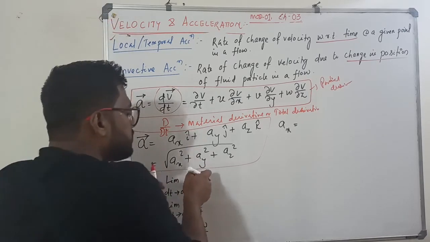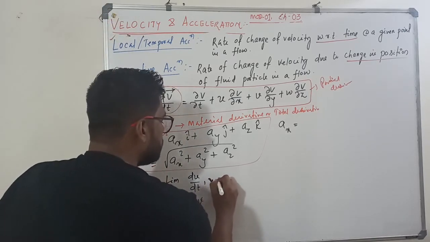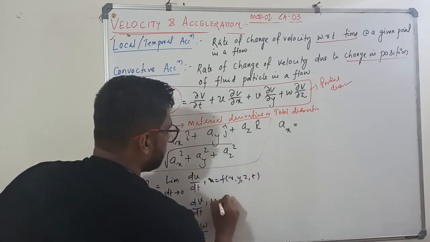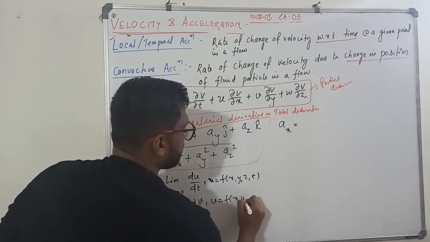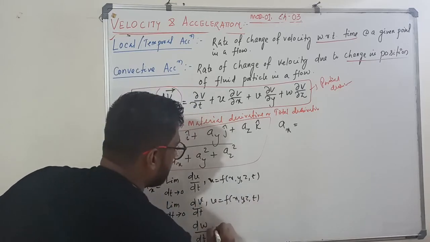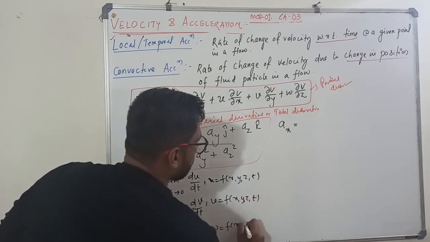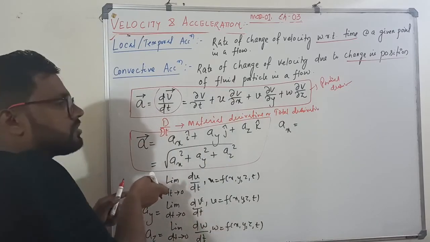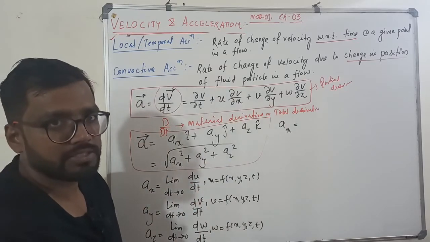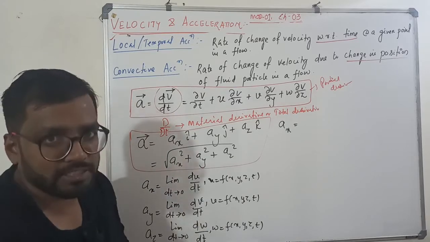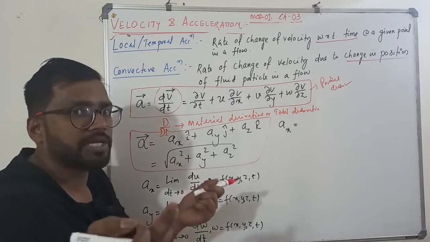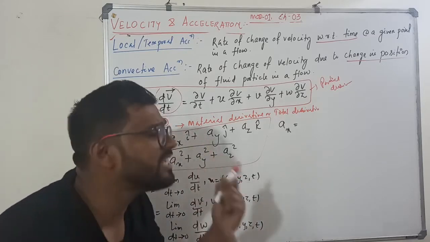So now this u is a function of x, y, z and t, and v is also a function of space and time, that is x, y, z and t. W is also a function of x, y, z and t. So similarly, now your ax also is a function of x, y, z and t. Ay is also a function of x, y, z and t, and az also is a function of x, y, z and t. That is space and time.